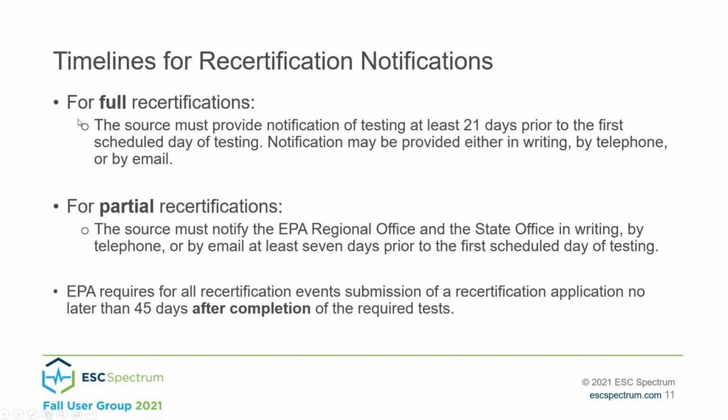So here is just a reminder of the recertification notifications that you need to submit to your state or federal agency. For full recertifications, you must provide notification of testing at least 21 days prior to the first scheduled day of testing. Notification may be provided either in writing, telephone, or email. For partial recertifications, the source must notify the EPA regional office and state office in writing, by telephone, or email at least 7 days prior to the first scheduled day of testing.